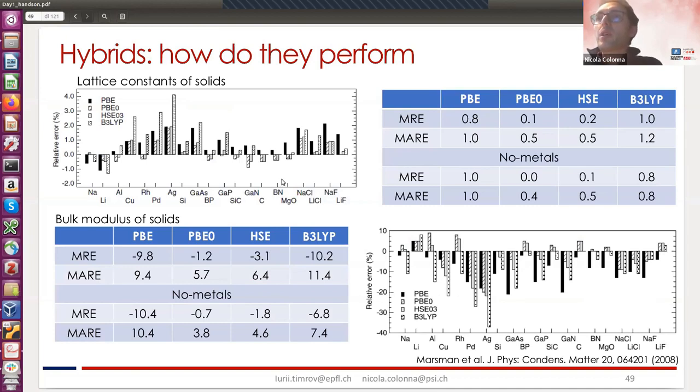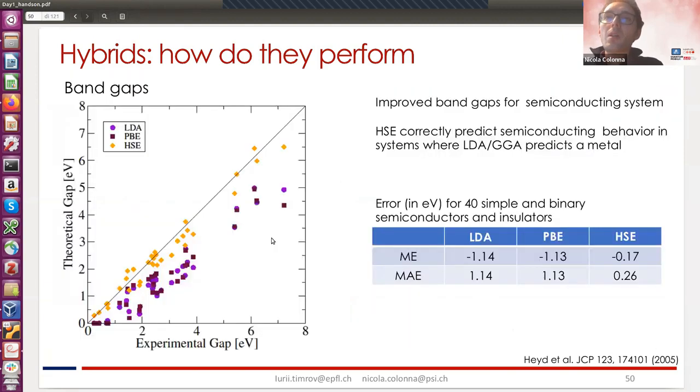The same is true for solids. In this paper, they benchmark a few hybrid functionals, PB0, actually PB0, HSC and B3, and look at the lattice constant of solids and the bulk modulus of solids. And also in this case, you see that the error, at least for PB0 and HSC, is reduced compared to PB, and the same is true for bulk modulus.